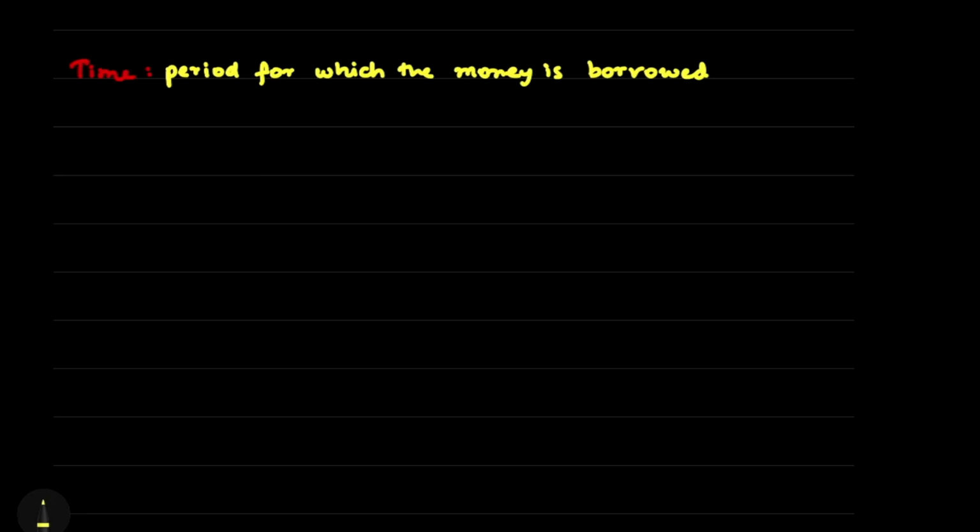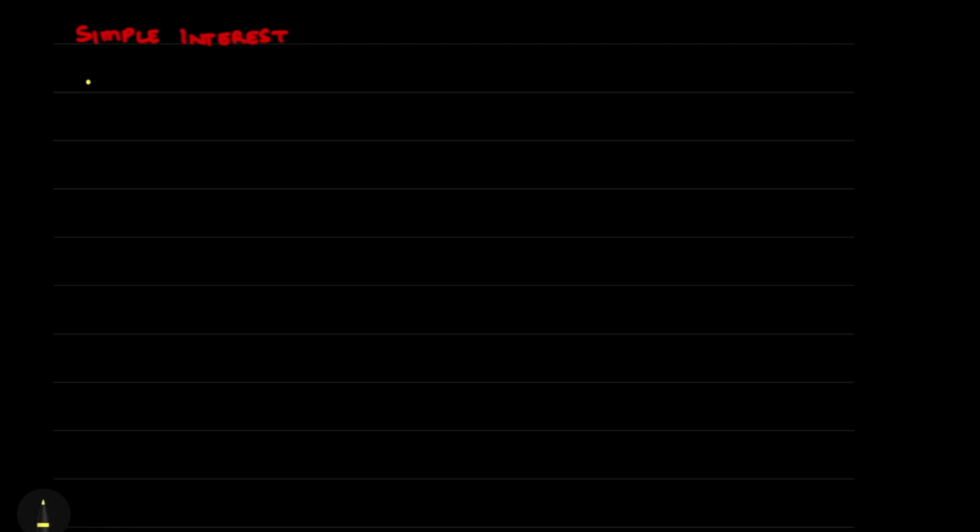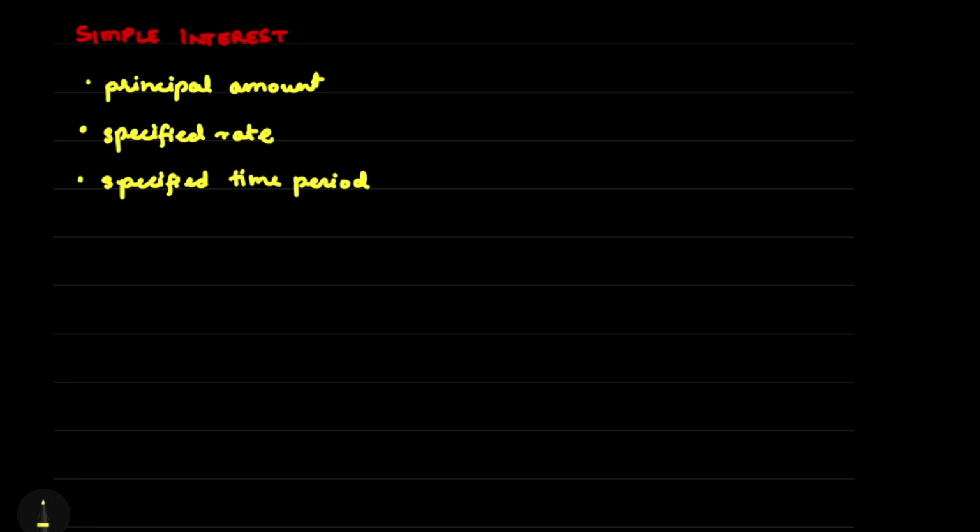The next keyword to look for is time. This is the time period for which the money has been borrowed, and also the time for which the interest is being calculated. That's a major part of any of the simple or compound interest equations. Now let's get started with simple interest. Simple interest is calculated on the principal amount for the specified rate and specified time period. Let's understand the formula of simple interest.